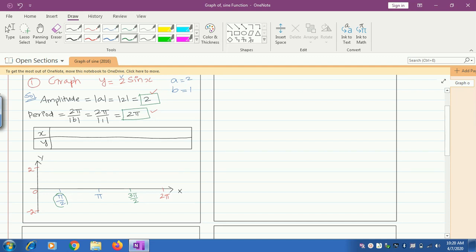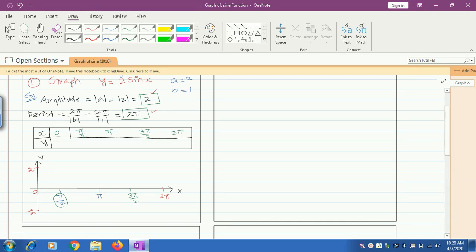So I can write the values. What is the x value here? 0, and here pi over 2, here pi, and then 3 pi over 2 and 2 pi.